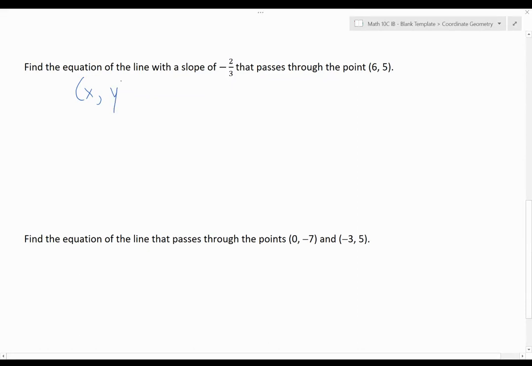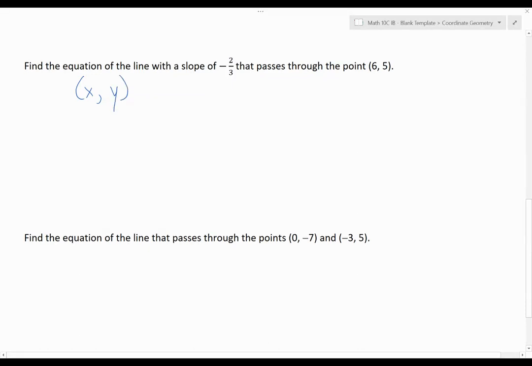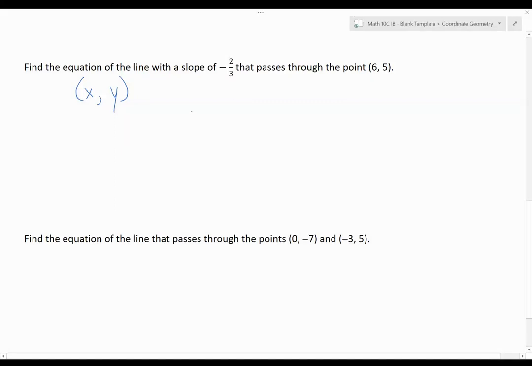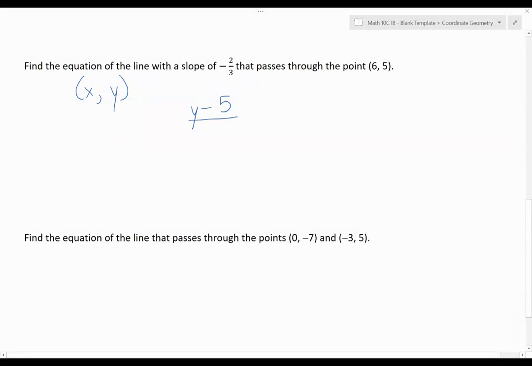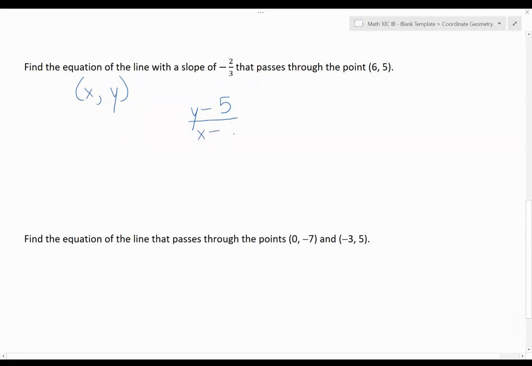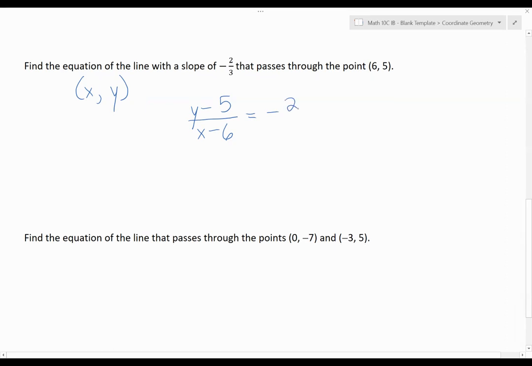So I'm going to consider the point x, y. And I'm going to do what I did above, which is to say, well, the change in y, so y minus 5, over the change in x, which would be x minus 6, equals negative 2/3.